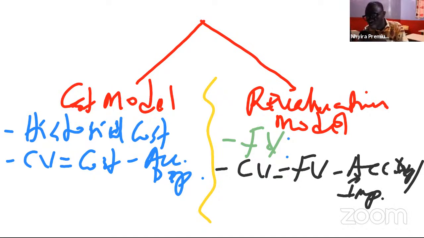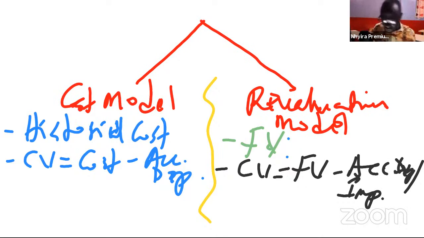Under the revaluation model, the asset is carried at fair value. And the fair value of an asset is simply the value at which an asset can be exchanged within an arm's length transaction between market participants. And then the carrying amount of the asset under the revaluation model will be the fair value minus accumulated depreciation and any impairment.